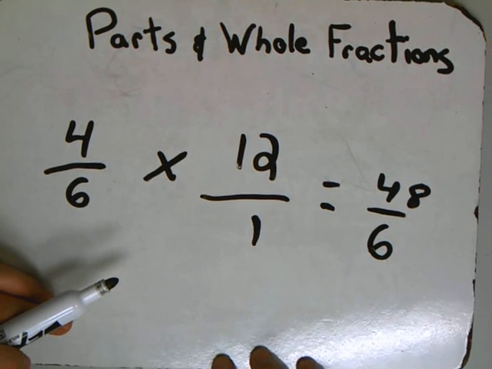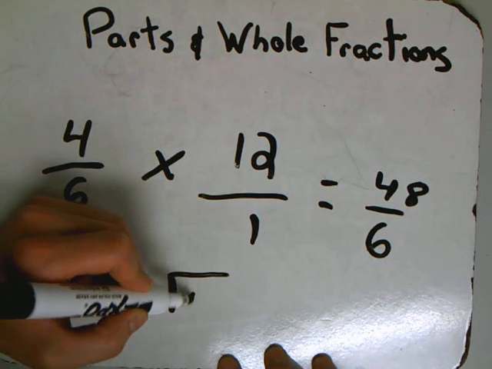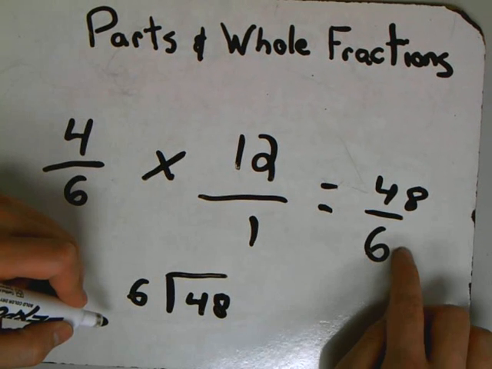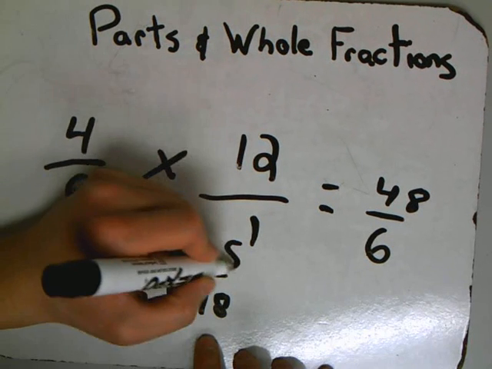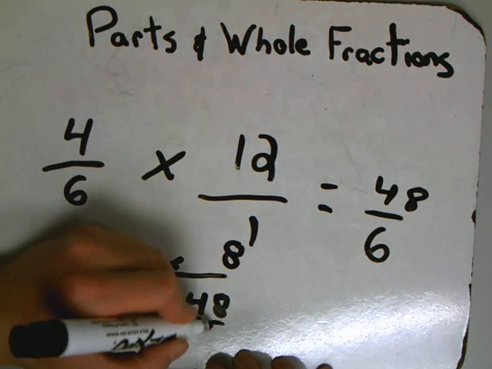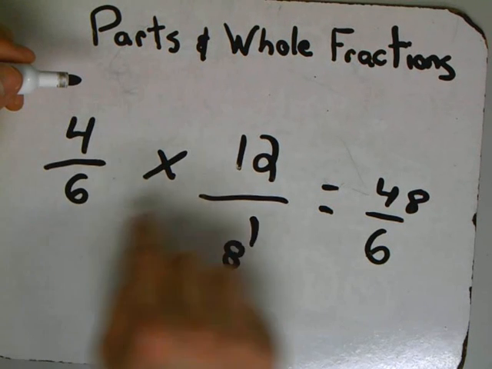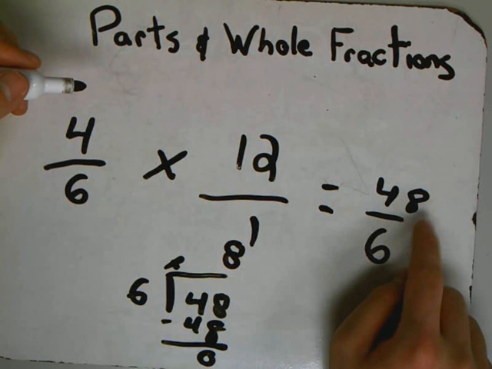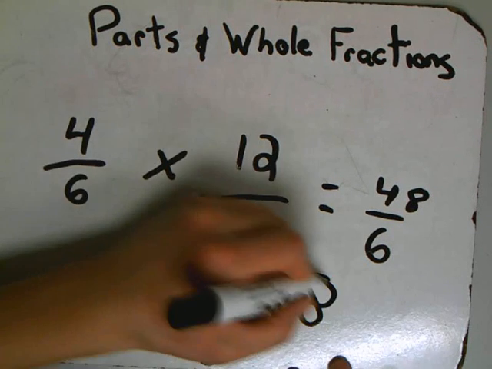We cannot leave it like this. We have to divide our numerator by our denominator. 48 divided by 6. Okay, which we know 6 goes into 48 8 times. Why? Because you get 48, and if you subtract, there's no remainder. We just found that 4/6 of 12, or 4/6 times 12 over 1, is equal to 48 over 6, which is equivalent to just 8.